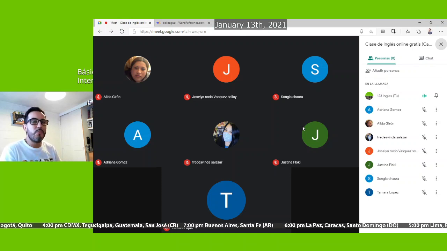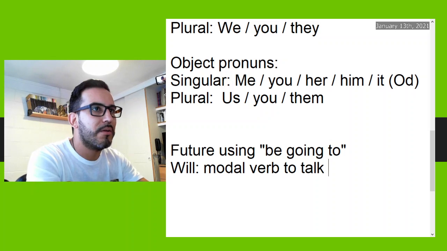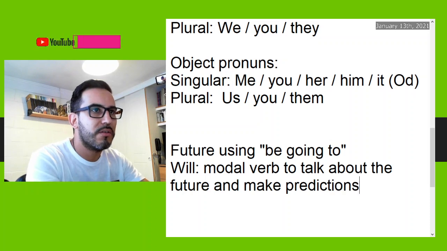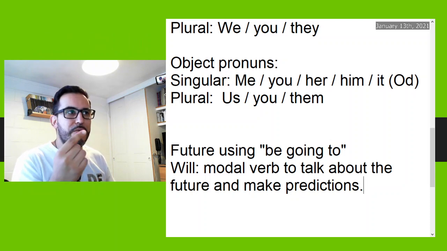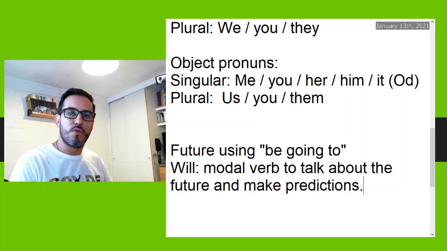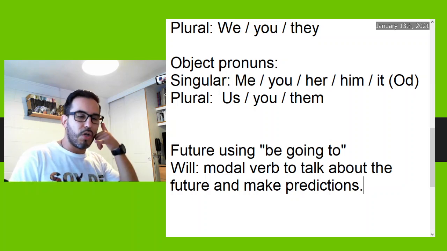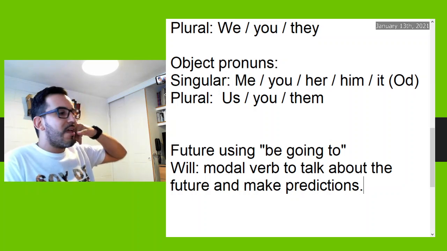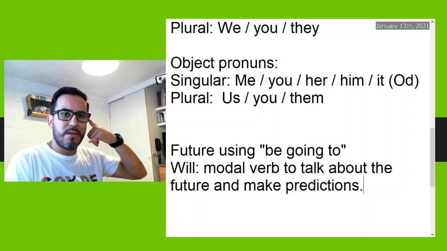So, the verb will is a modal verb to talk about the future and make predictions. Another use of the verb will is to make a decision at the moment, to make a decision right now. Imagine you are in a conversation, you're talking on the phone, and somebody says, hey, please, I need your help. And you answer, yeah, I will go immediately. I will be there in a minute.